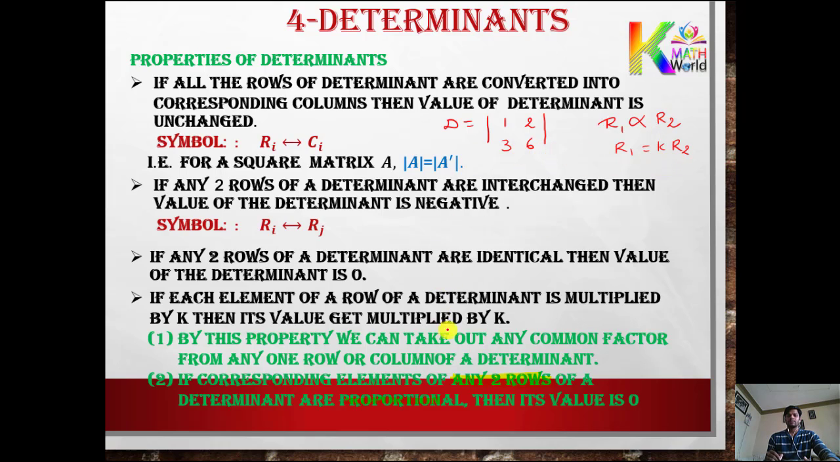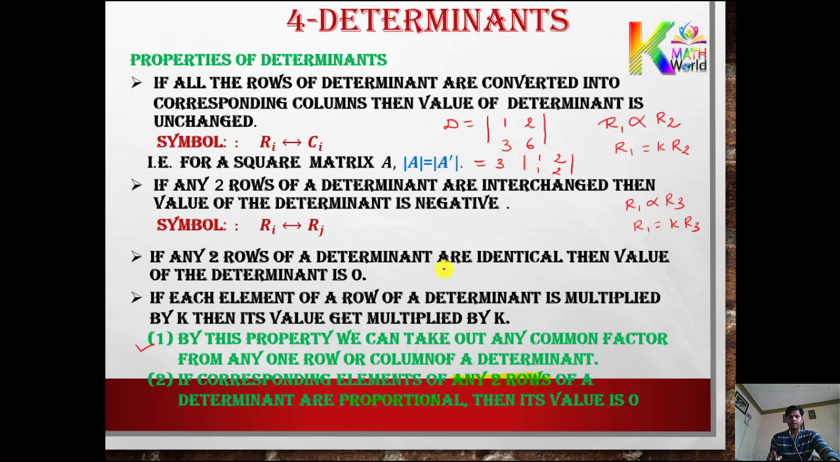Suppose you have more than 2 rows, and suppose R1 and R3 are proportional. Any two rows are proportional. R1 is proportional to R3, then R1 equals K R3. K may be any value. Then in that case you can choose R2 randomly, but R1 and R3 are multiples of some number. Now in that case, what answer do you get? From the previous property, you can take out something common. So you take 3 common, and then you get 1, 2.